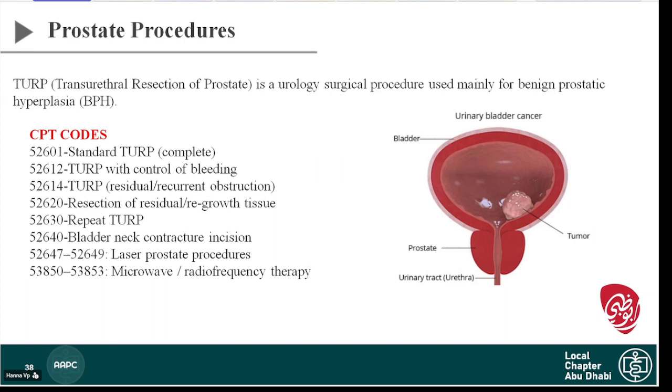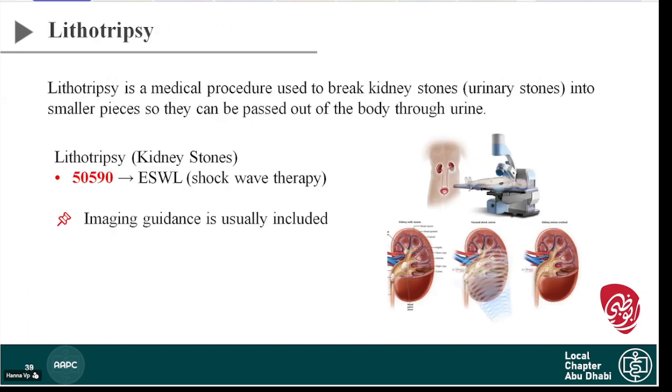Then, another type of procedure, this is also very common, guys. Let's see this, lithotripsy. Lith. What is the meaning of lith, guys? It's stone. Lithotripsy. Tripsy means crushing. You know, this is the procedure we do for patients who have kidney stones. Usually, this is a medical procedure used to break down the kidney stones, the urinary stones, into smaller pieces so that they can be passed out of the body through your urine.